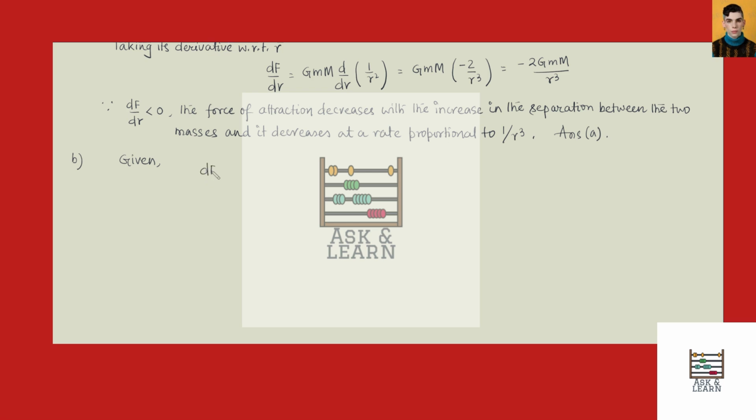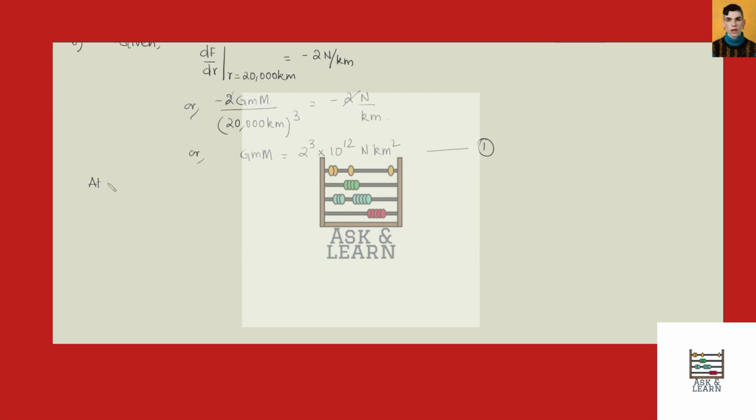In the second part of the question, it is given dF by dr at r equal to 20,000 kilometers to be equal to minus 2 newton per kilometer. Now we know dF by dr is minus 2 G m M divided by r cube. We put r equal to 20,000 kilometers here, and after a little bit of simplification we get a value for G times m times M, which is 2 cube into 10 to the power 12, that is 8 into 10 to the power 12 newton kilometer square. Let it be equation number 1.